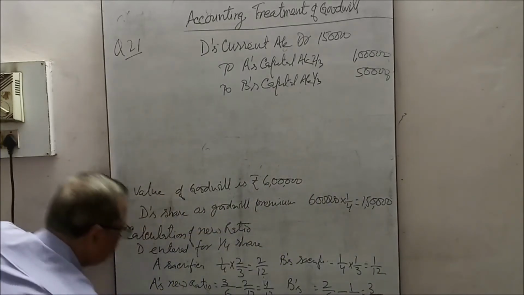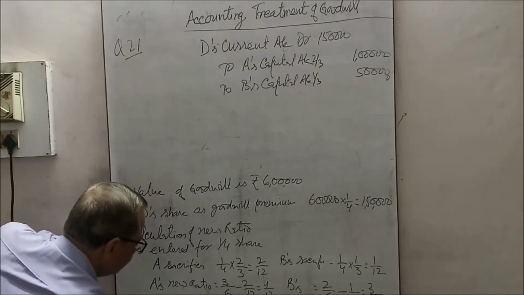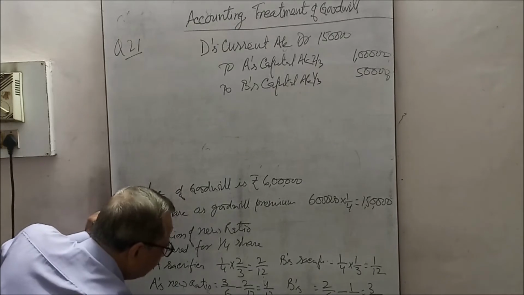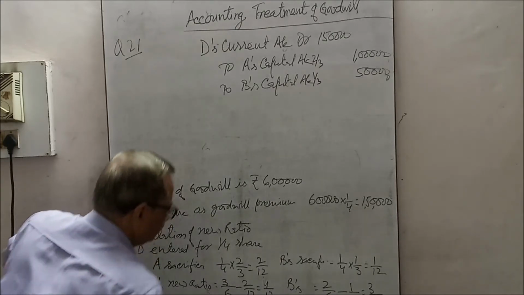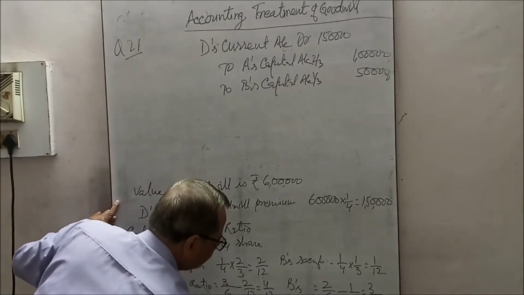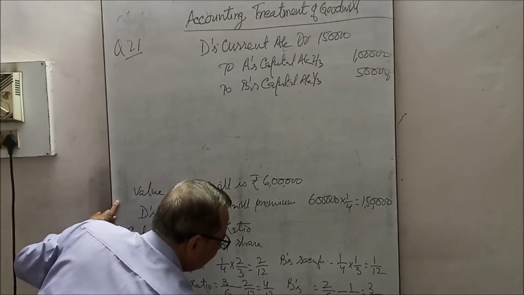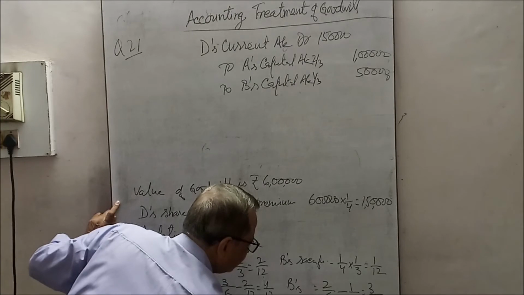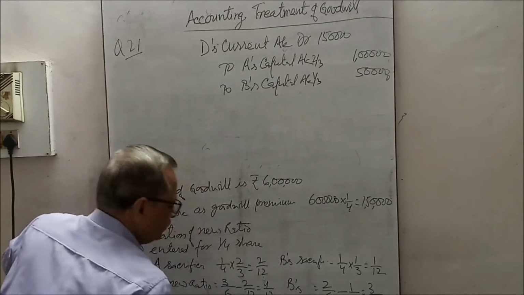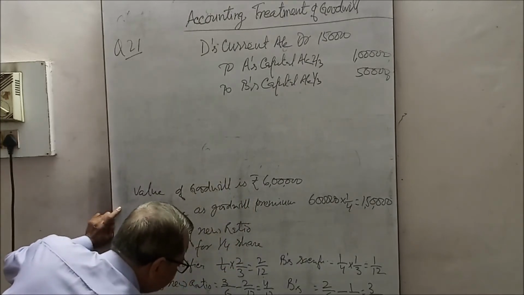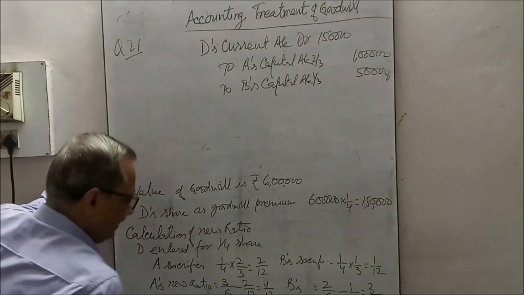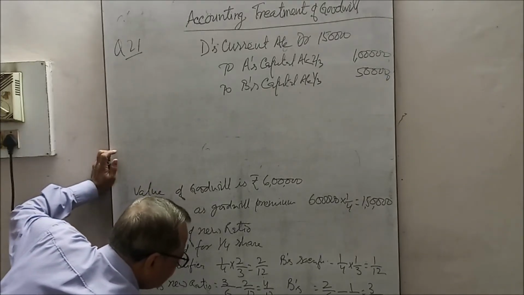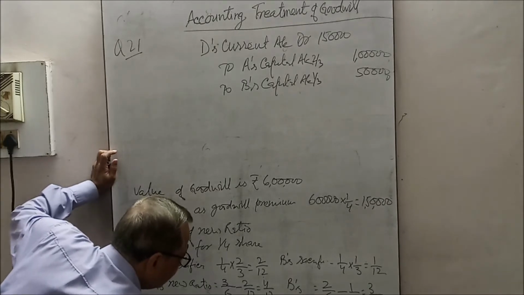C's new ratio: 1/6 or 2/12, and D's 1/4 he entered, that is 3/12. So the new ratio of A, B, C and D is 4:3:2:1. This is the new ratio.